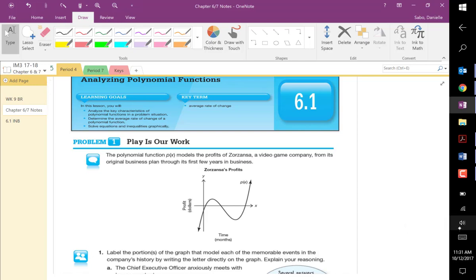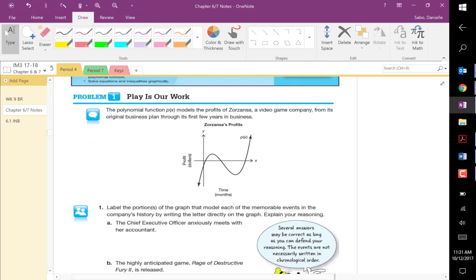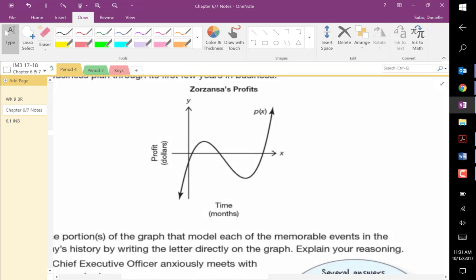The polynomial function, p of x, models the profit of Zorzanza, a video game company. Does anyone know if that's a real game company? Like video gamers out there? Zorzanza? Sometimes they use real ones, sometimes they use imaginary ones. Nope, no gamers in here. From its original business plan through its first few years in business. Okay, so this is how their profit is for this game company. Right here, that's the graph of it.